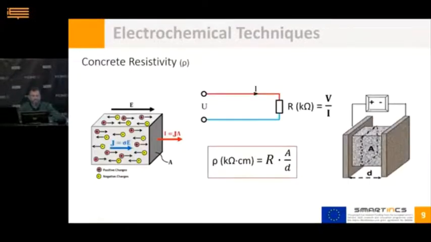Okay, let's start with resistivity. The electrical resistivity of a material is defined as its ability to withstand the transfer of ions subjected to an electrical field. It is obtained as the ratio between the applied voltage and the resulting current, multiplied by a geometrical factor that usually depends on the size and shape of the sample, as well as the distance between the electrodes of the test device.